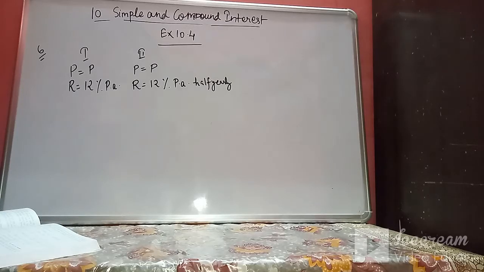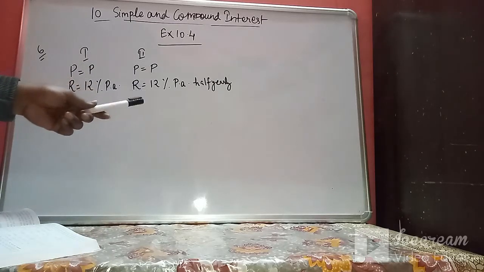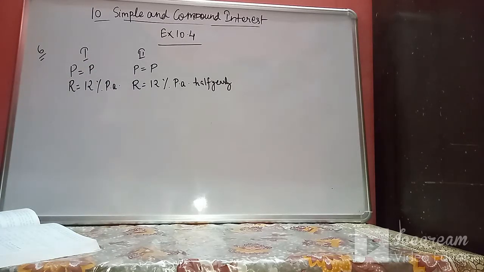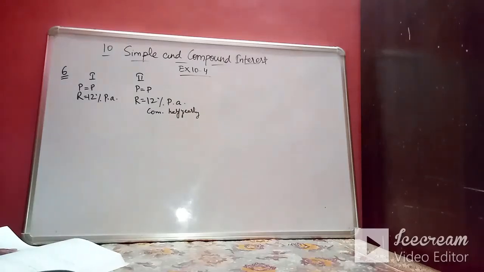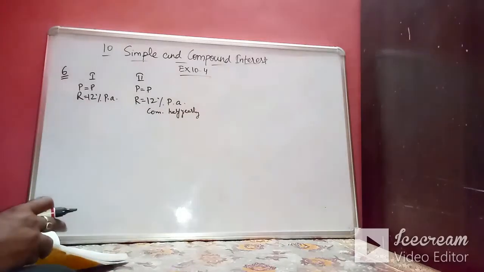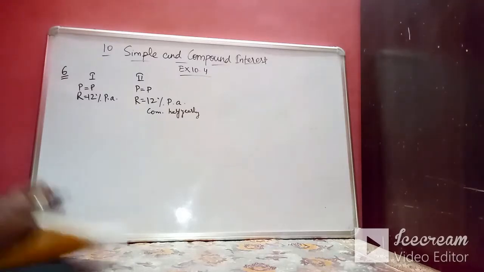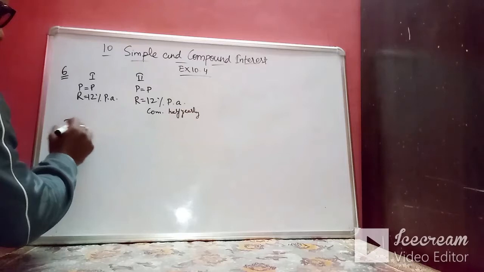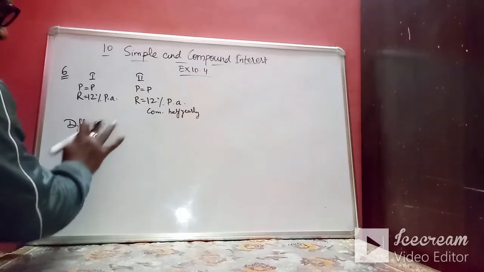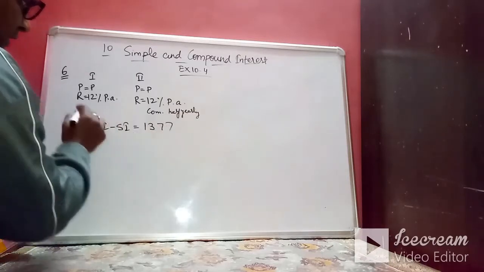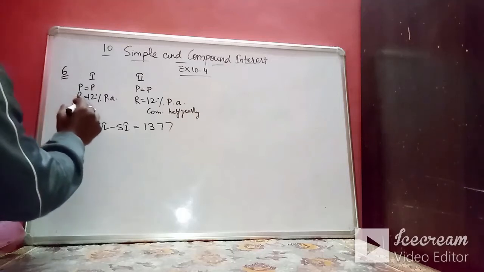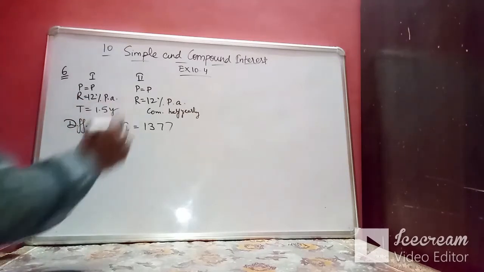Project 1 is based on simple interest and project 2 is based on compound interest, and in this the rate of interest is compounded half yearly. If he earns an excess interest of rupees 1377 in project 2, that is, the difference of CI and SI is given as 1377, and for both the schemes time is 1.5 years.